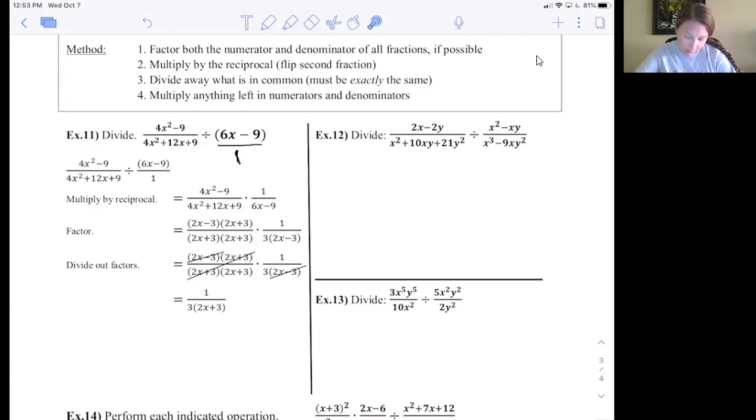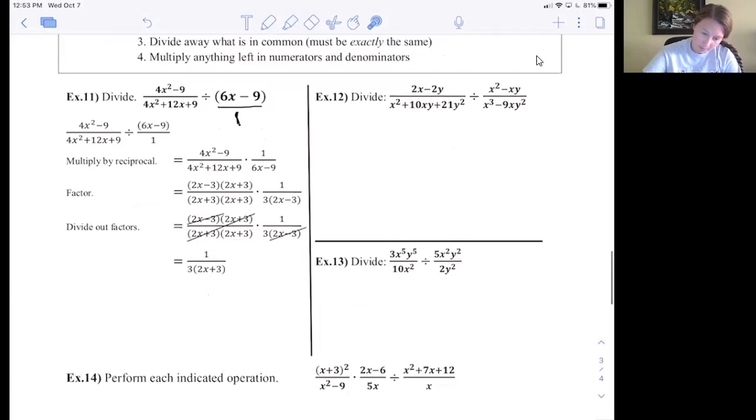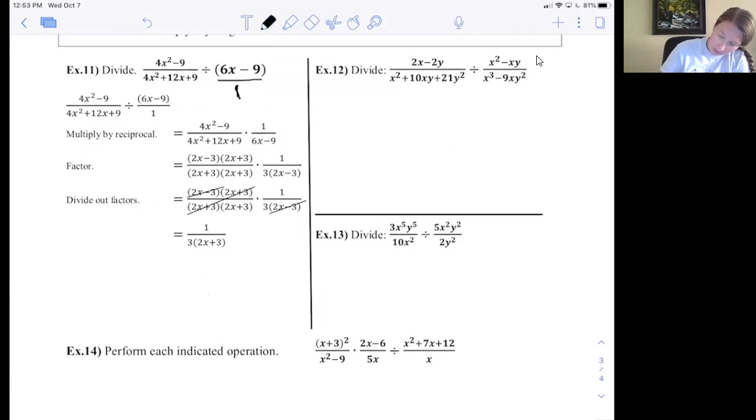So, sorry, I'm going through this fast, but I'm going to come to example 13 and quickly do it. So first I'm going to rewrite it because I want to multiply. So I'm going to say 3x to the 5th and y to the 5th over 10x squared. And then I times by, and then I flip them. So I have 2y squared up here, and then 5x squared y squared down here.